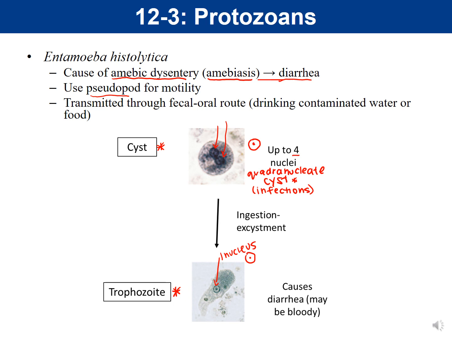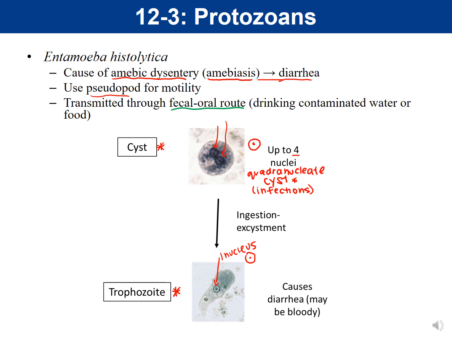So let's talk about now the next part of our table, which is going to be the infectious stage and the mode of transmission. So again, I said that the quadrinucleated cyst is the infectious stage. It's the one that causes the infection. And the quadrinucleated cyst, the way that you get it is that it's transmitted by fecal oral route. So let me underline this. So it's fecal oral transmission. And that is that you get this by drinking contaminated water or eating contaminated food.